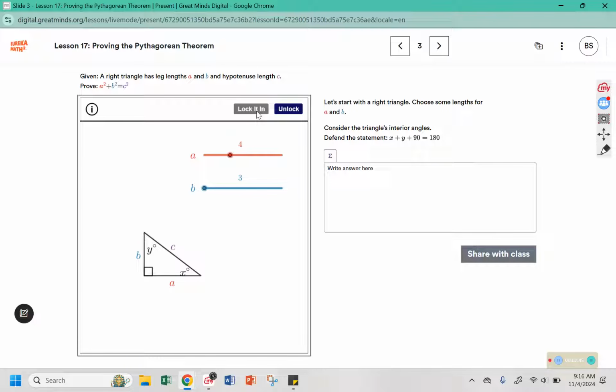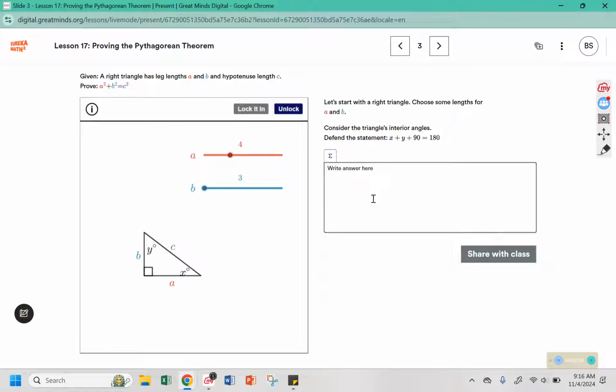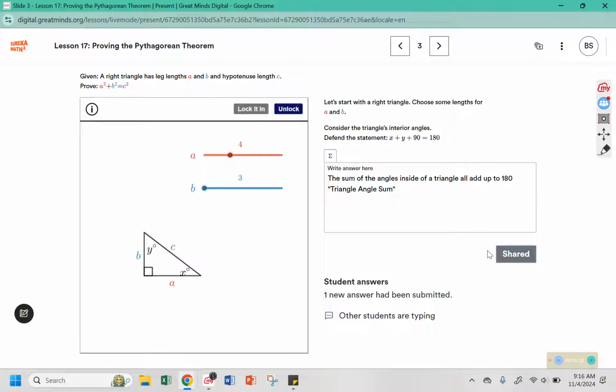Then if we lock it in, it says, consider the triangle's interior angles. Defend the statement, x plus y plus 90 equals 180. Well, the sum of the angles inside of a triangle all add up to 180 degrees. And we saw this because we called it the triangle angle sum. We saw that this was true in another lesson. So if we add up this 90-degree angle, this degree for x, and the degrees for y, that should come out to 180.